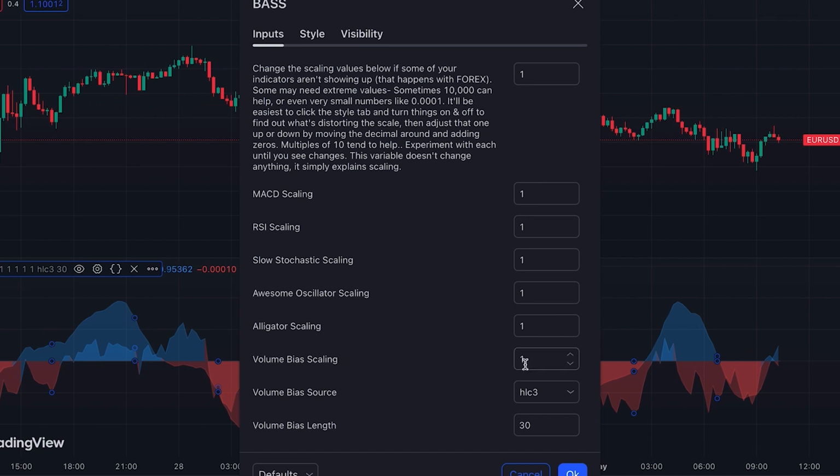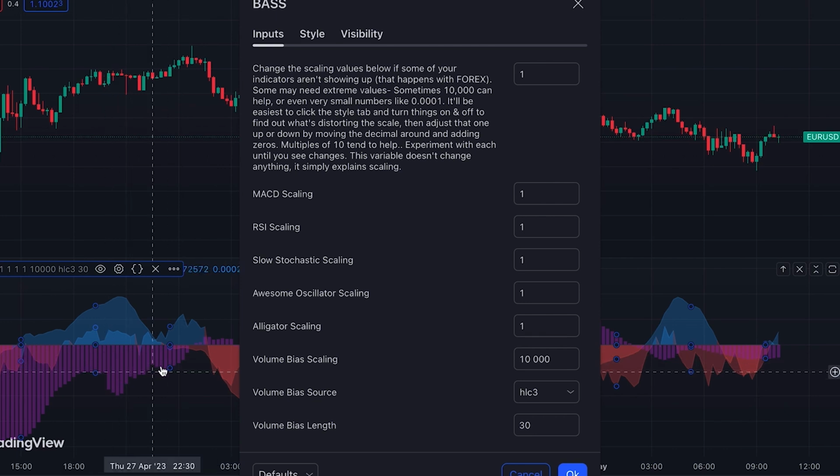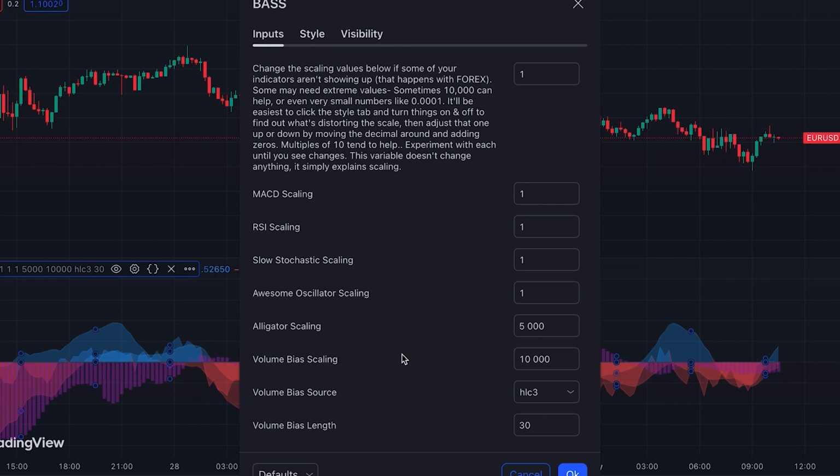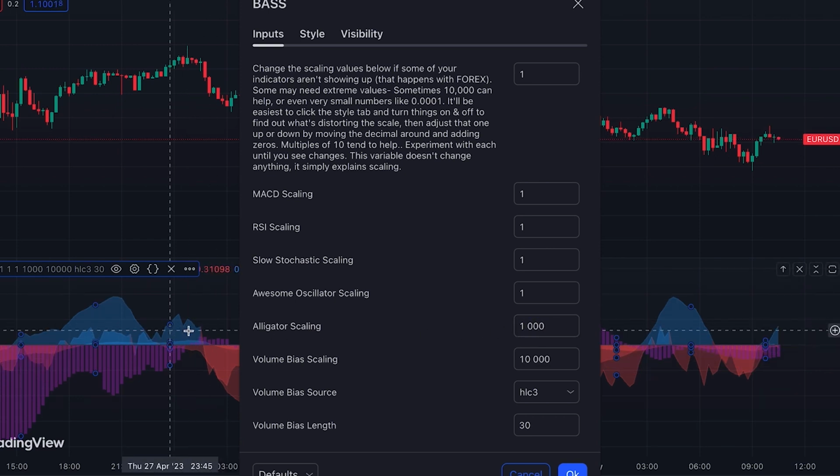For volume bias, we give the scaling 10,000. And you can see that these purple bars are added, which I'll explain later how you can interpret them. For alligator scaling, we set it at 1000, and this is it, which is added here. We can set it at higher scaling, for example 5000, and it will be scaled higher, but 1000 would be okay because we're not going to interpret them separately.